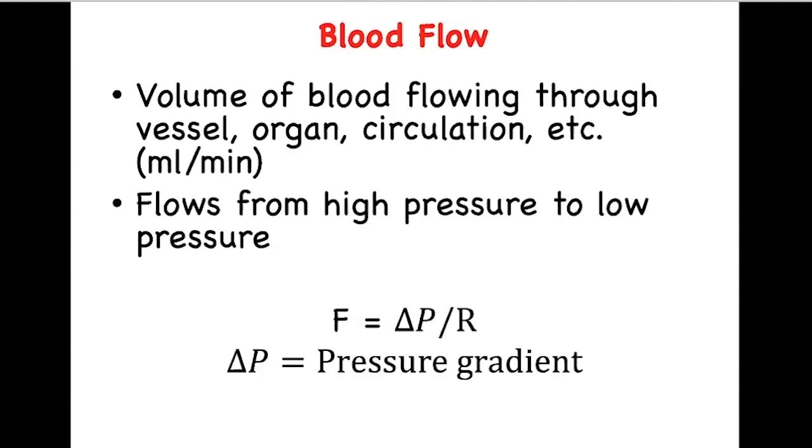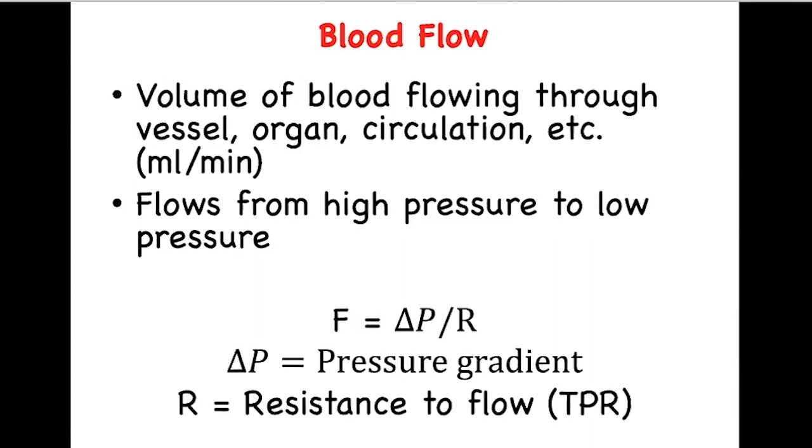The delta P stands for the pressure gradient. The greater the pressure gradient, the greater the flow. We'll come back to that. R stands for resistance to flow. This is anything that's going to slow down flow. If you write this as a fraction, delta P is over R. If I increase the pressure gradient, flow will increase. However, if I increase resistance, flow will decrease.